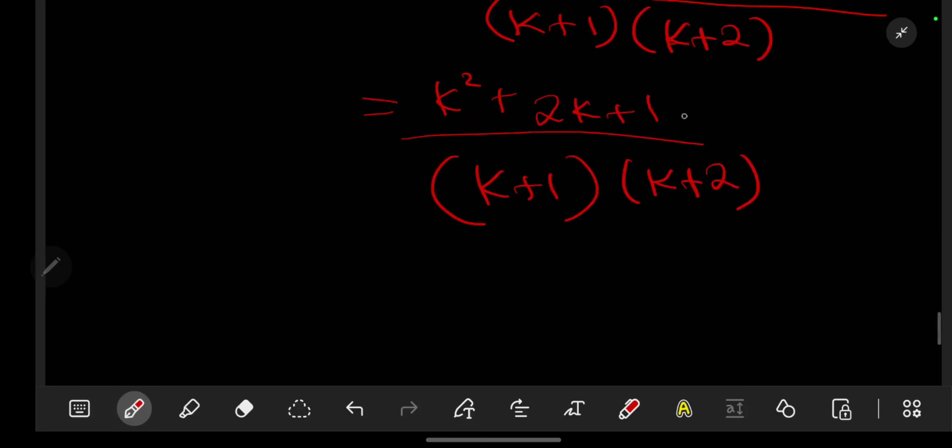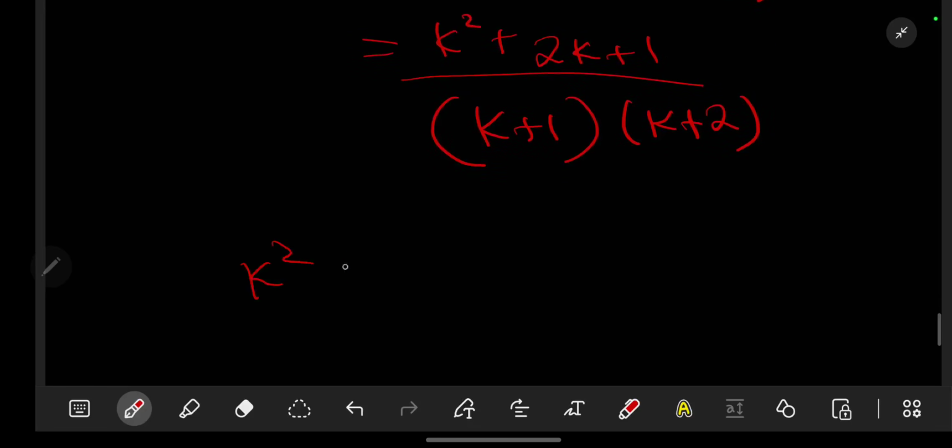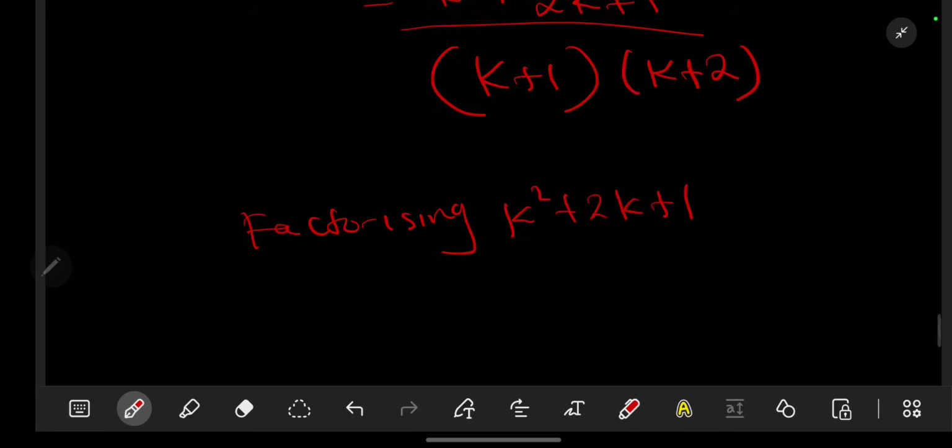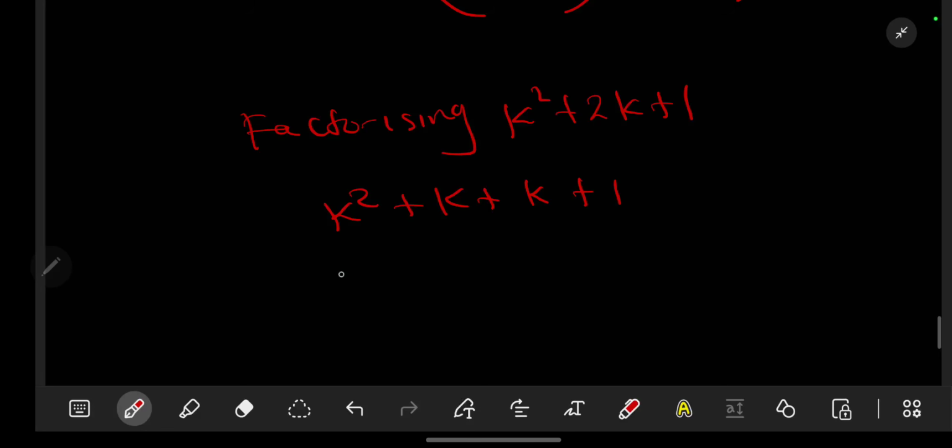So factorize this. Factorizing this will be k squared plus 2k plus 1, this gives us, long story short, k plus 1 by k plus 1.